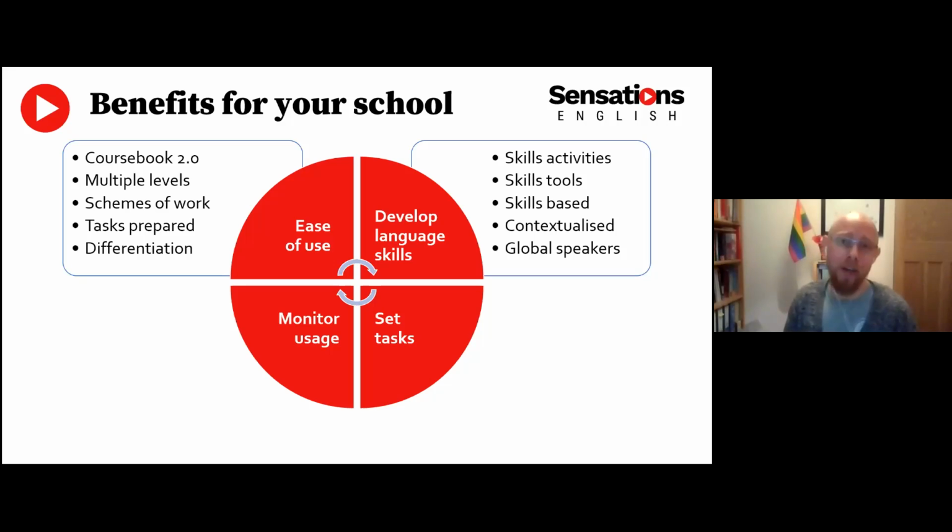And then part of the content in the videos is also access to global speakers. The interviews from people using English around the world help to introduce learners to the many different types of English that they're going to hear in different workplaces as they use English in their work and study worlds.